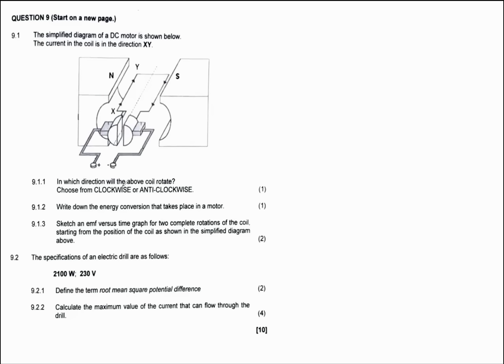Then the specification of an electric drill are as follows: 2100 watts and 230 volts. Then define the term root mean square potential difference. Define.